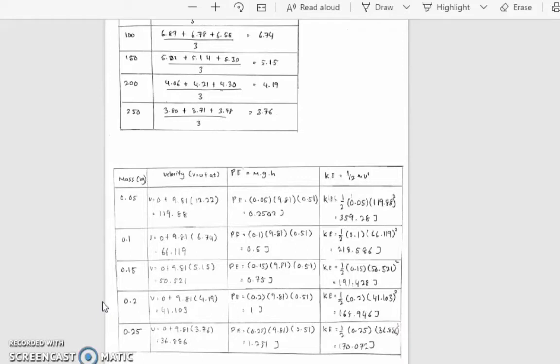Last but not least is kinetic energy. The formula for kinetic energy is KE equal to 1 over 2 mv squared. For this, just put the value that we get from velocity into the formula.